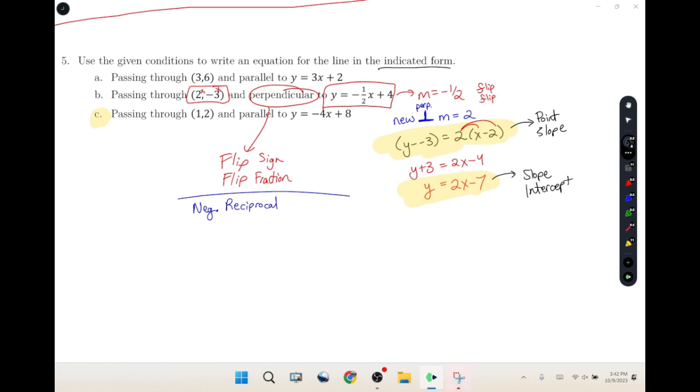All right. So if it's parallel, you don't include anything, right? Parallel, same slope. Perpendicular, flip, flip. That's the only difference between the two types of problems. You just got your slope.